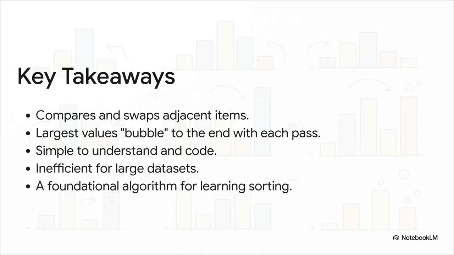So, to wrap this all up, what are the big things you should walk away with? Well, bubble sort is all about that simple compare and swap of items right next to each other. This is what causes those largest values to bubble up to the end on each pass. Its greatest strength? It's incredibly simple to get your head around, but that simplicity comes at a huge cost. It's just really, really inefficient for large amounts of data. It's a fantastic learning tool, but it's just not a performance tool.